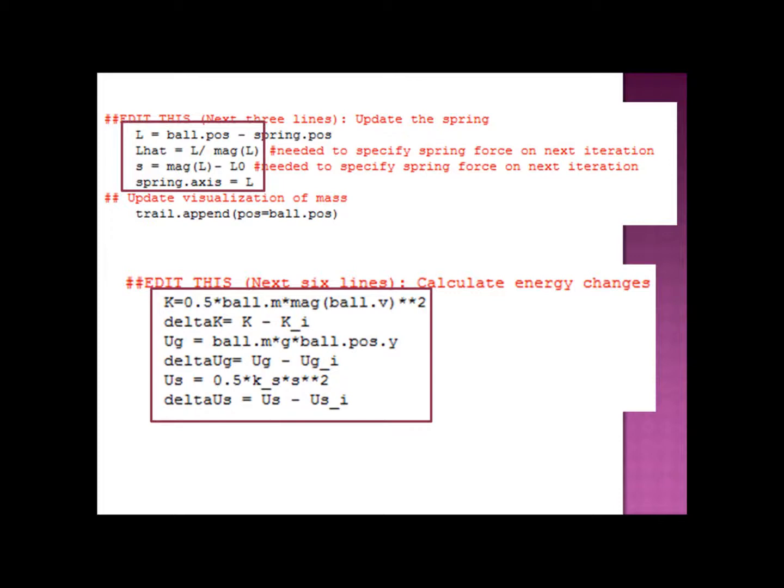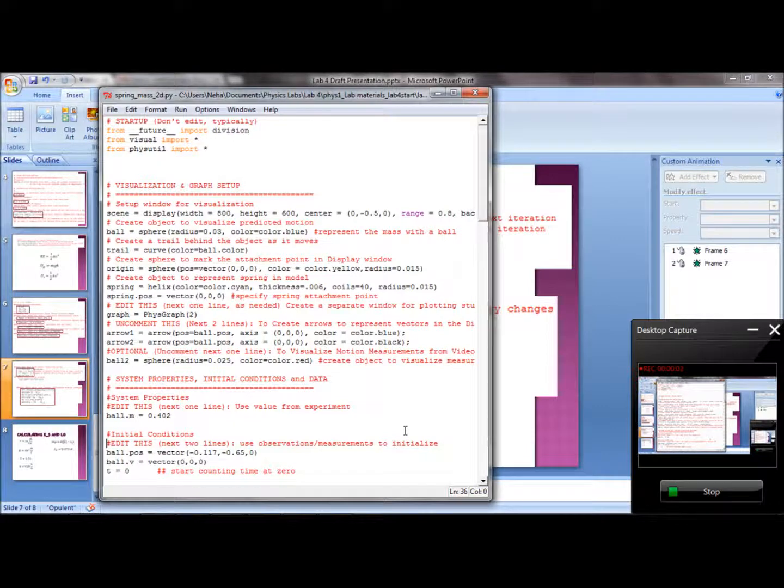The last thing I edited is the new energy of the system at each time interval. The kinetic energy, the gravitational potential energy, and the spring potential energy change and have to be recalculated and updated. Changes in each of these energies are then stored and plotted so that we can see the energy change at each time interval. Now for my Python code.